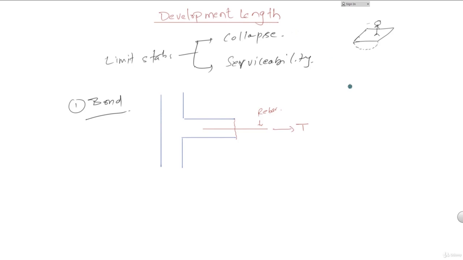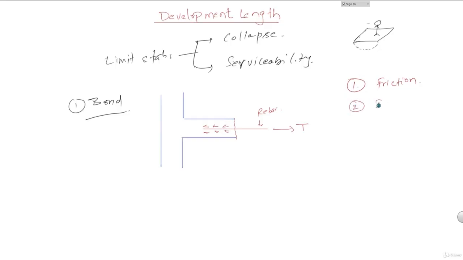How is this bond between the concrete and the rebar generated? It is generated by the following reasons. Reason number one is the friction force. When you pull out the rebar in this direction, the friction force will be generated here like this throughout the rebar, and that will prevent the slipping of the rebar from the concrete.